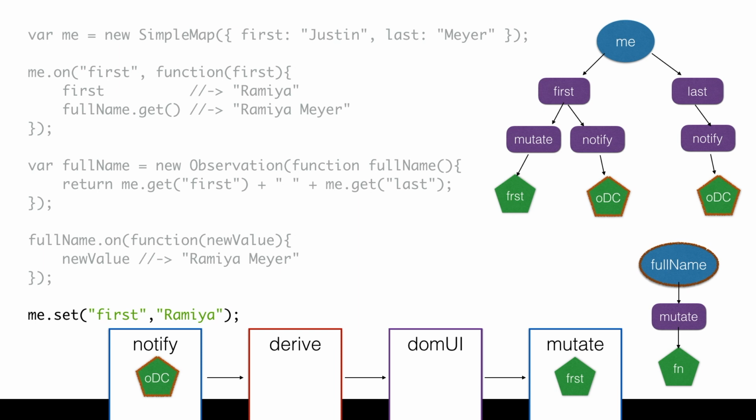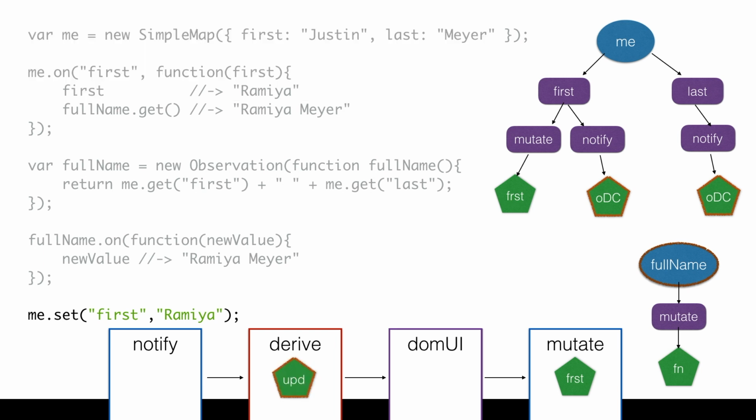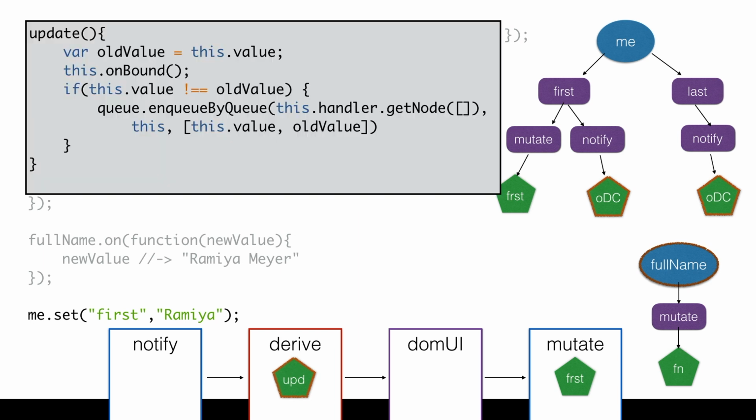Once the functions are enqueued, the queuing system runs the first function it finds. In this case, it's the full name observation's onDependencyChange function. The onDependencyChange function simply enqueues the observation's update function in the derive queue. Again, the queuing system is going to run the first function it finds. In this case, it's the update function. The update function reruns the evaluator function, caches the result, and if the result is different, enqueues handlers on the observation.